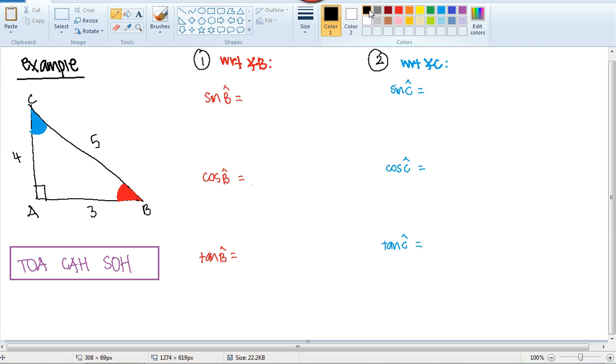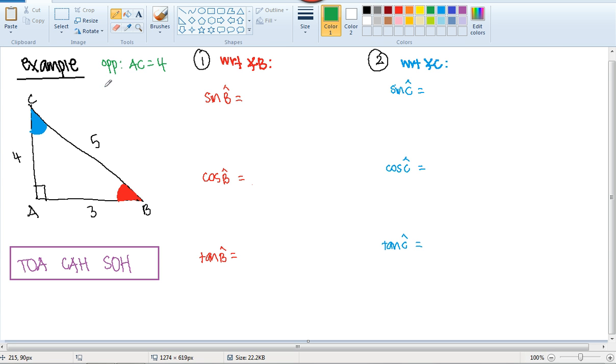Now, to write down the trigo ratios, I need to identify the three different sides of this right angle triangle. First case, we're going to identify it with respect to angle B. I'm going to make reference to this orange angle as shaded. So I'm going to write down the three different sides. My first side will be my opposite. Opposite will be the side opposite to this angle. So this angle's opposite side will be side AC, which is of 4 units.